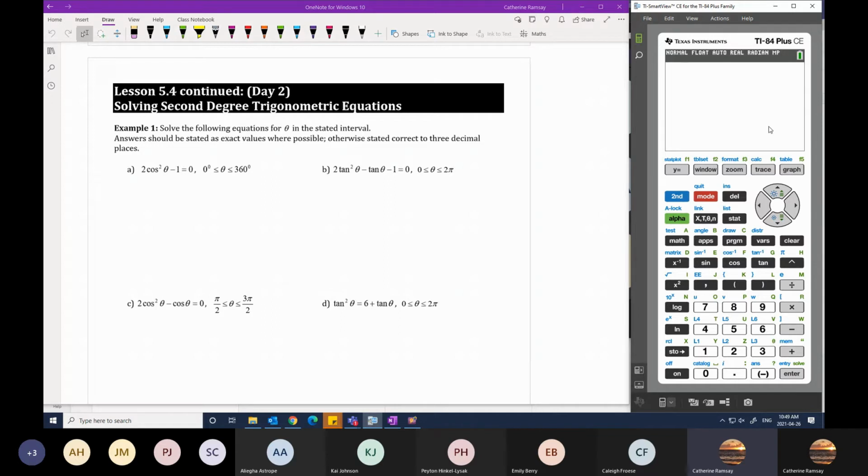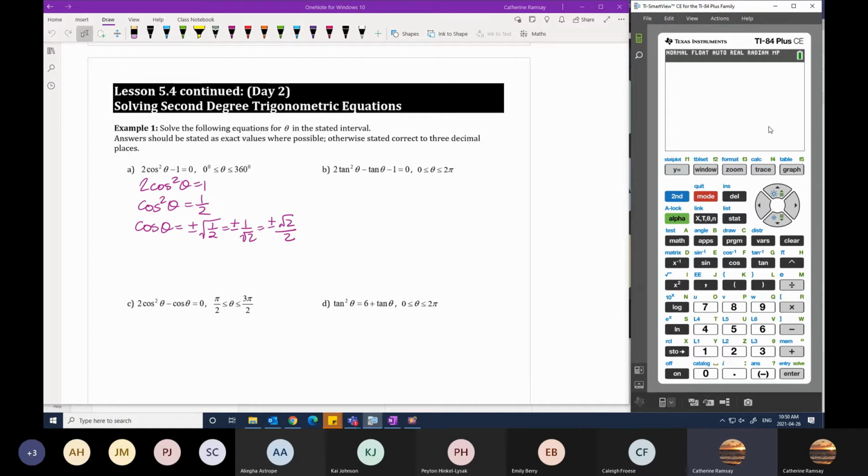2 cos squared theta minus 1 equals 0. So first step, we would be moving the 1 over. So we get 2 cos squared theta equals 1. Divide by 2. We get cos squared theta equals 1 over 2. And then, of course, when we square root it, we get cos theta is equal to plus or minus the square root of 1/2, which if you don't recognize that is plus or minus 1 over root 2, which is the same thing as plus or minus root 2 over 2. So this is an exact value that is on the unit circle.